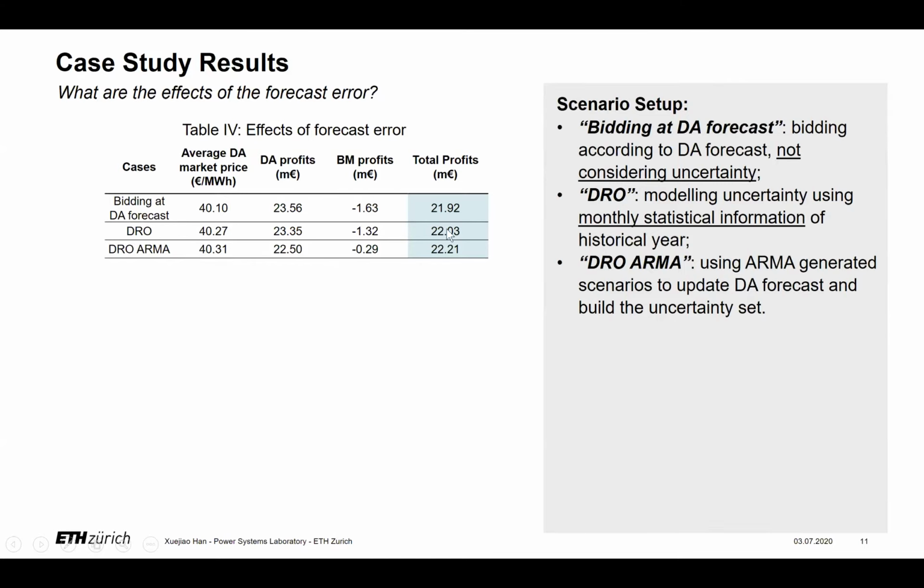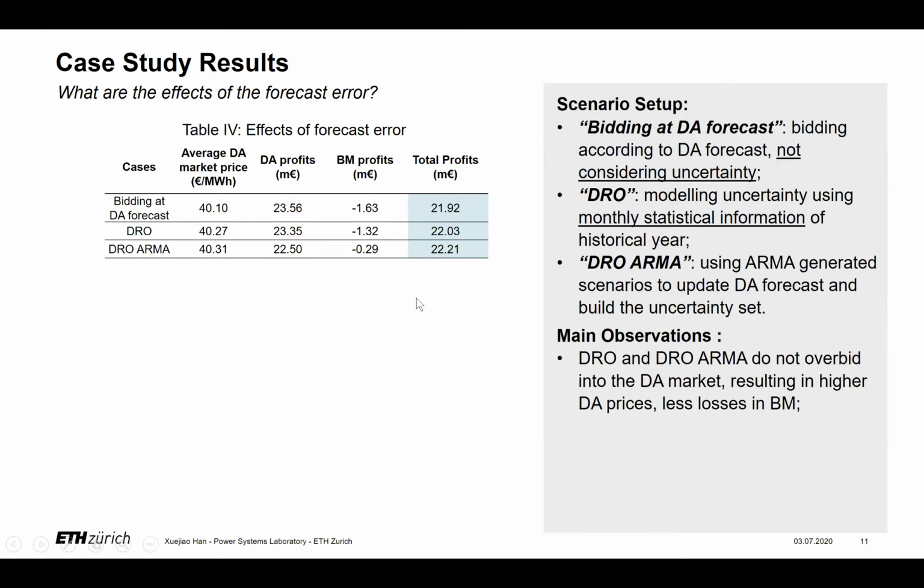In the DRO case, we modeled uncertainties using the monthly statistical information of the historical years. And in the DRO ARMA case, we applied the ARMA method we just showed to update the day-ahead forecast and to build the uncertainty set. As we can see here, both DRO and DRO ARMA improve the total profits of one year of the aggregator. This is because both methods account for the forecast errors in real time, so they don't overbid into the day-ahead market, and they have fewer losses in the balancing market.